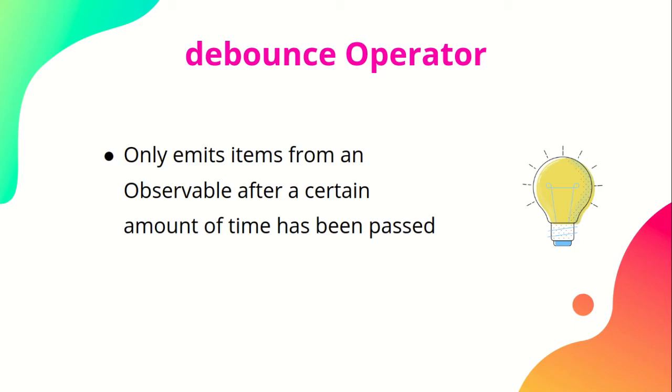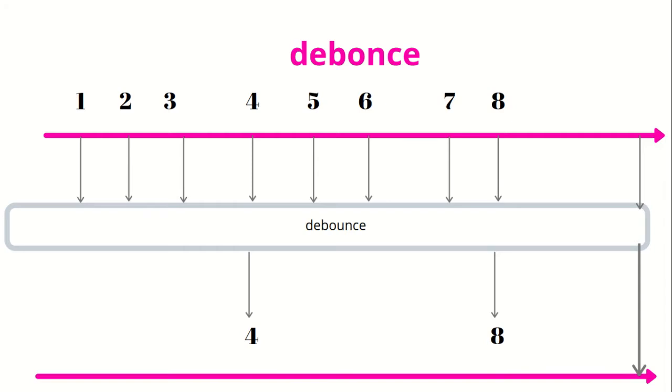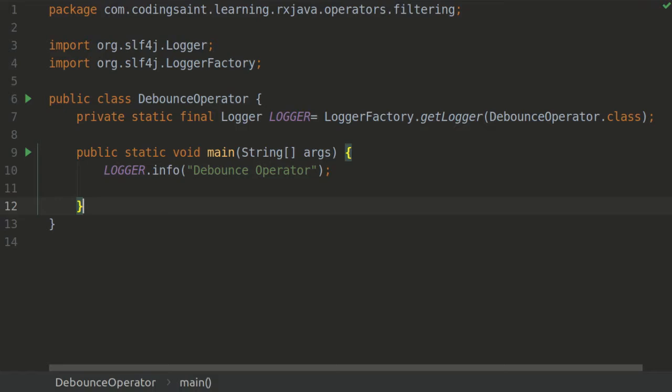We will try to simulate the same kind of behavior while coding. Let's look at the marble diagram of debounce first. So here you can see that the observable is emitting the events, but they are only published after a certain amount of time has passed. So let's try to code the debounce operator. Here we have created a class for the debounce operator. Let's start seeing how we can simulate similar behavior where we can see the debounce operator working.